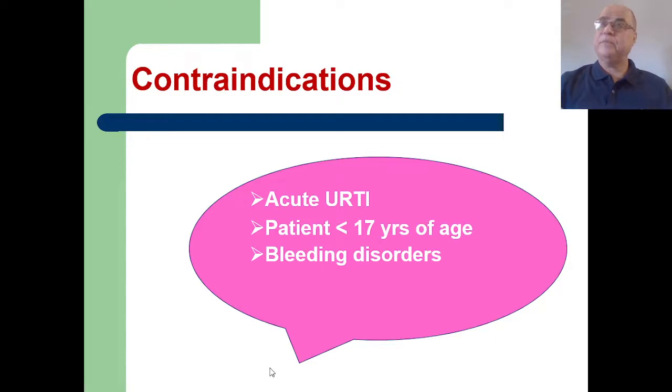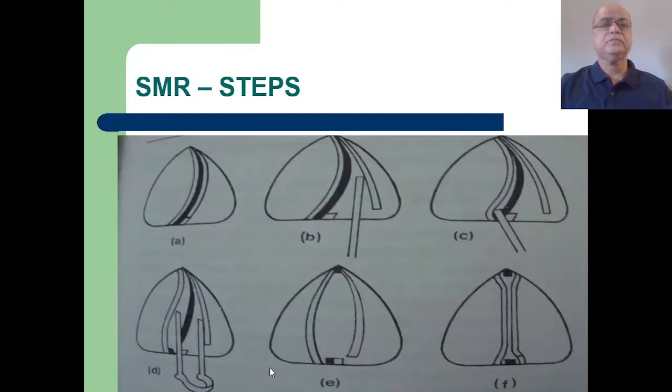If a patient is having a bleeding disorder, that would be a contraindication, or if the patient is having some systemic disorders like uncontrolled hypertension and diabetes mellitus.